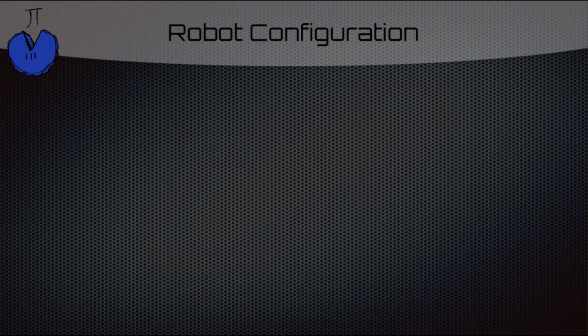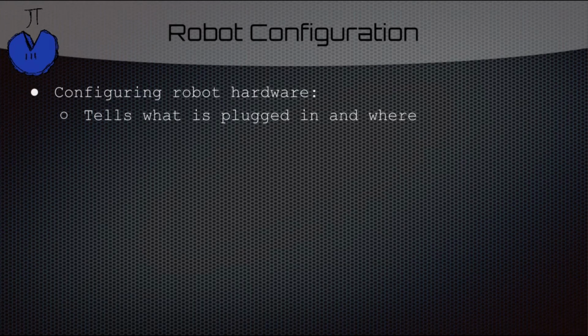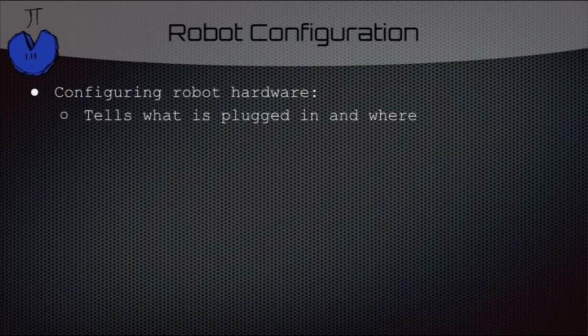So now we'll talk about robot configuration. When you configure robot hardware, it's basically telling the robot what's plugged in and where. On your robot there is hardware like a motor controller or a servo controller or a device interface module. And your robot needs to know what's plugged into it and where. So this is how you tell the robot where everything's plugged in.